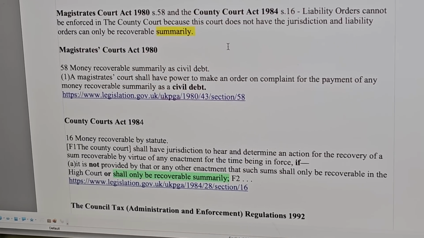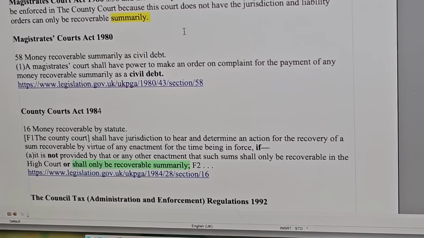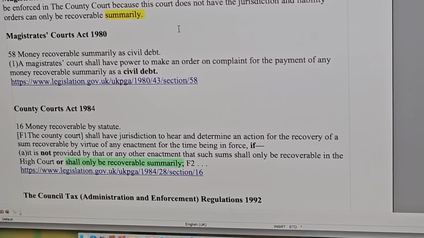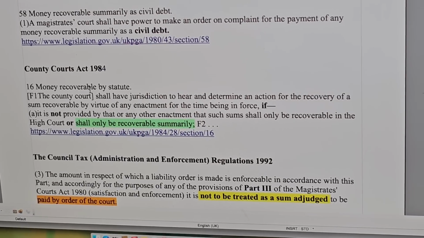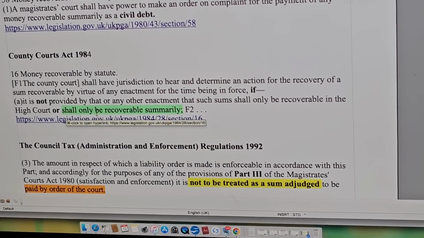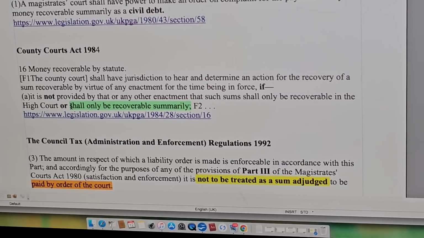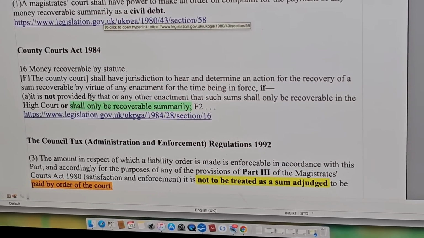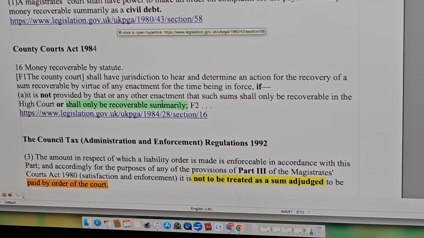So what if someone was to argue that they do have the liability under the 1992 Local Government Finance Act? Well, then they can point out why the County Court Act says that they can't hear a sum that can only be recoverable summarily. It can't be both. They've either got it or they haven't. So it's either that one's incorrect or this one's incorrect.